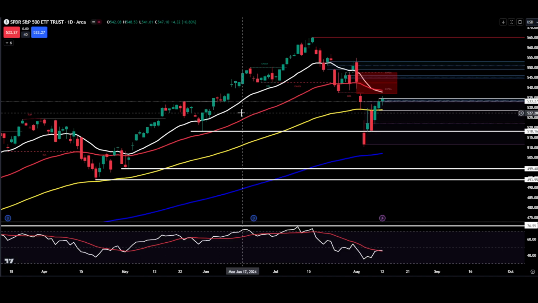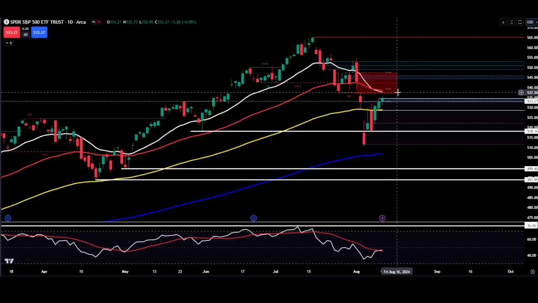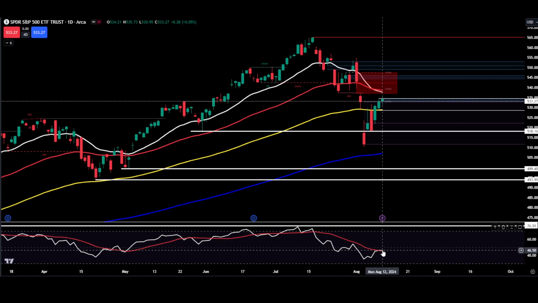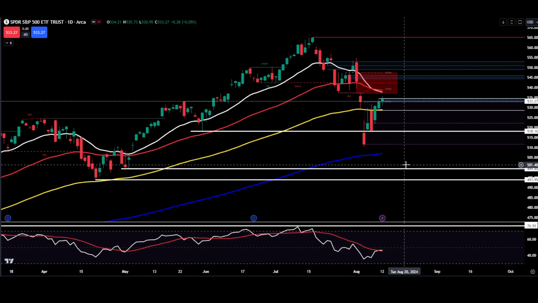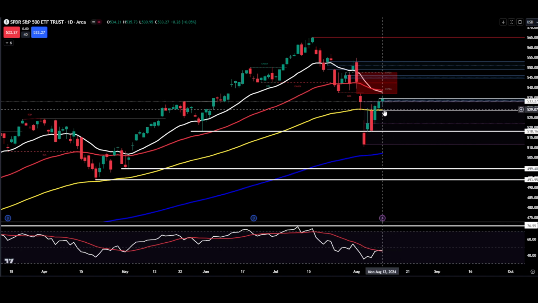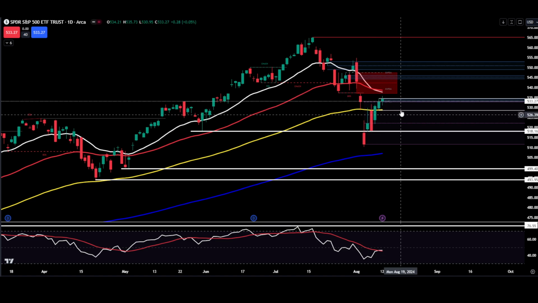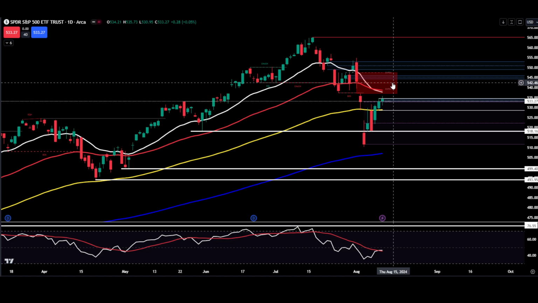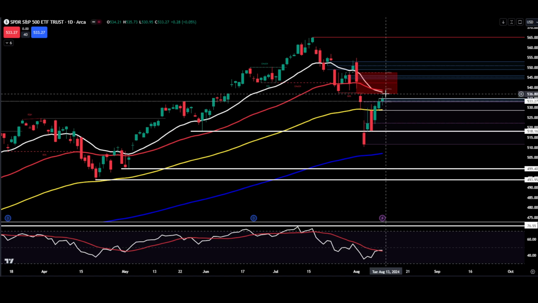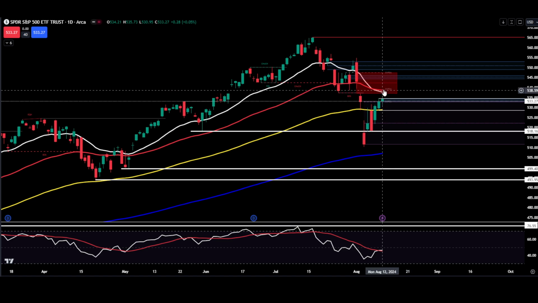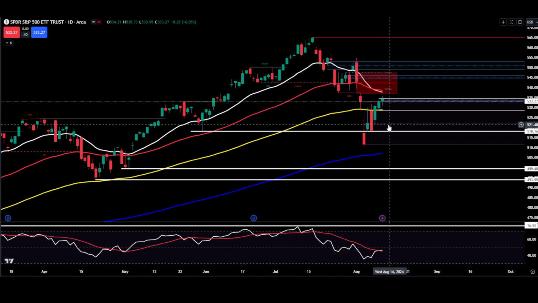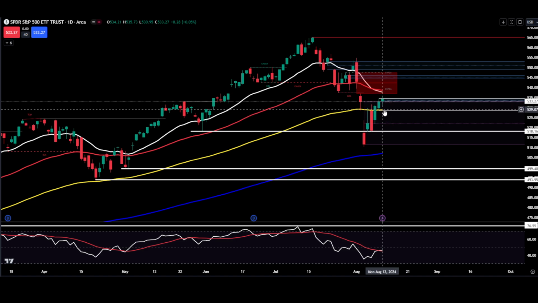Jumping over to SPY. SPY looks pretty strong, although the RSI looks like it could roll over and we could start to see a dip. We are above the 200. This is a daily chart. We are above the 100, and we're coming up on the 20 and the 50. Right? We got this large daily bearish fair value gap. We're pretty close.